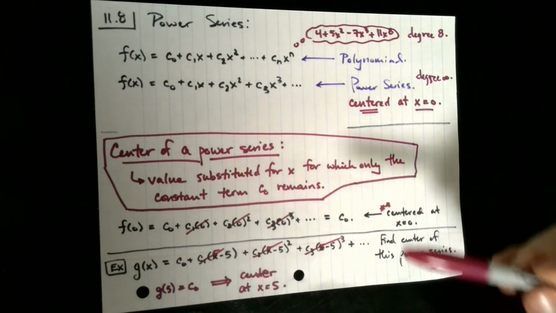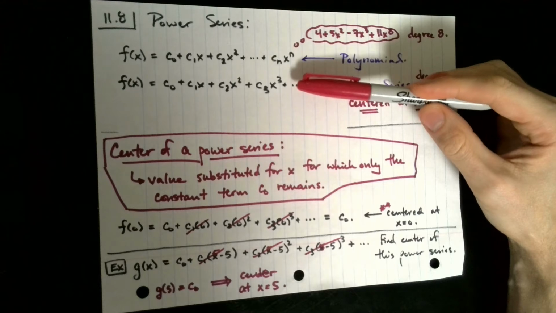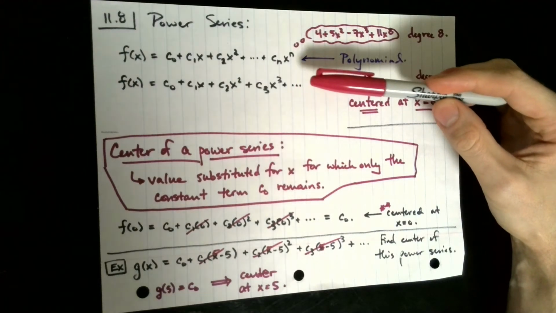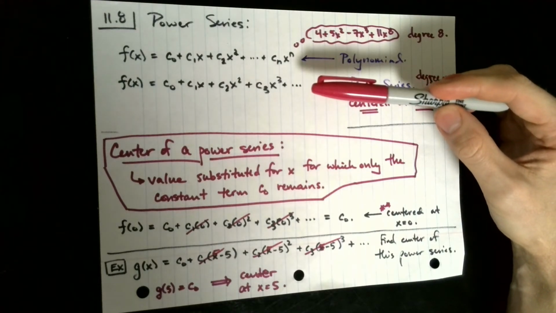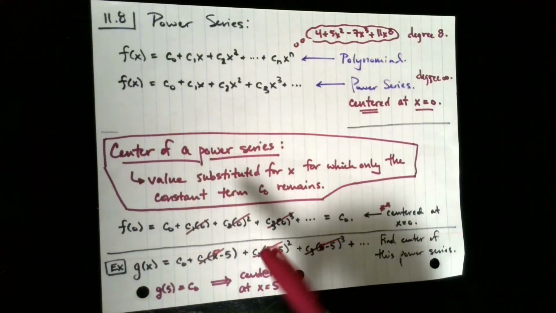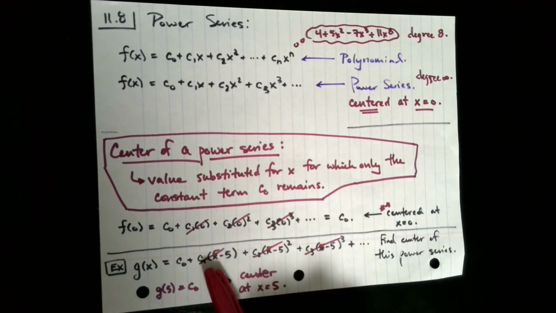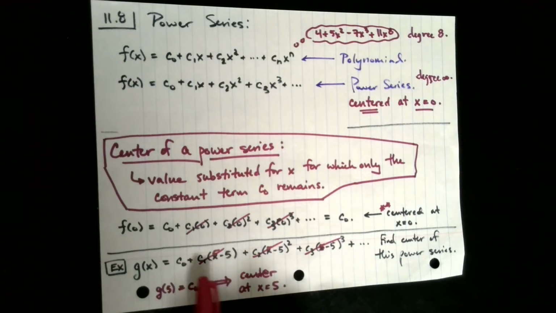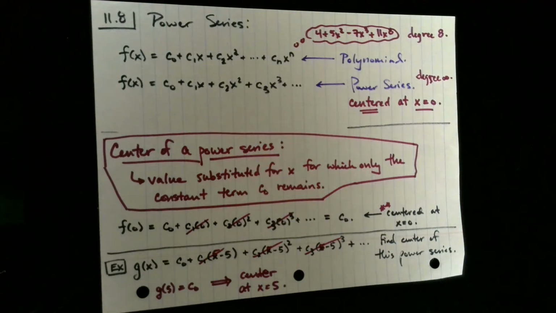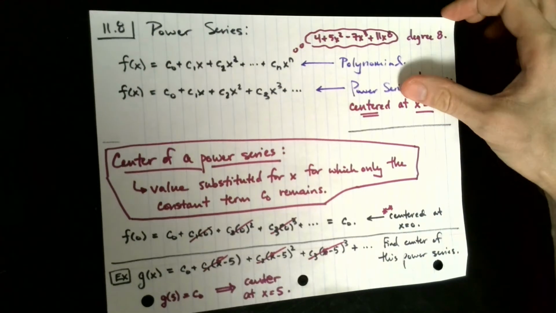So, whereas above we have a power series centered at 0, plug in 0, it wipes out all the terms of degree greater than 0. Down below here, we have a power series of center 5, because you can plug in 5 and wipe out all the terms of degree greater than 0.